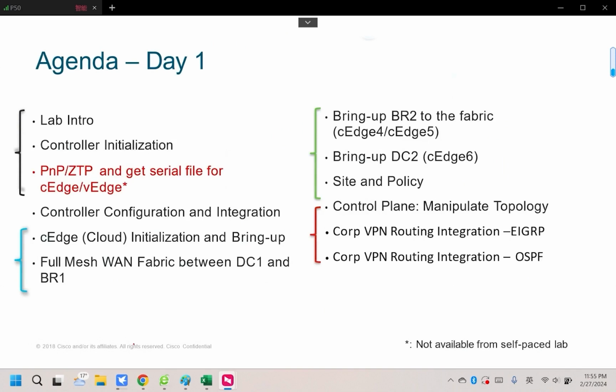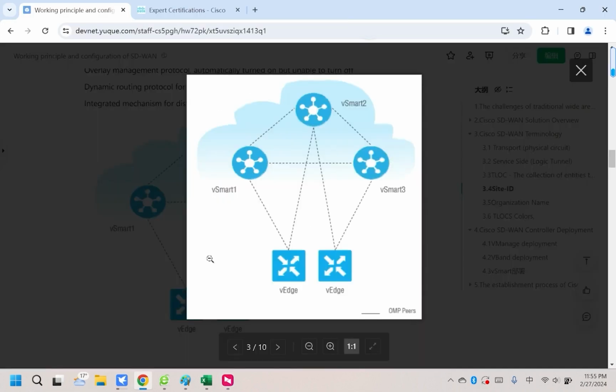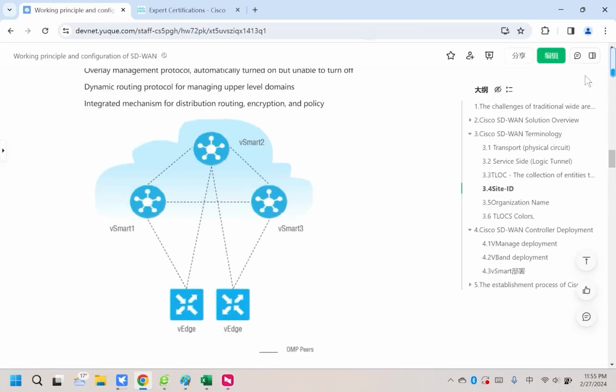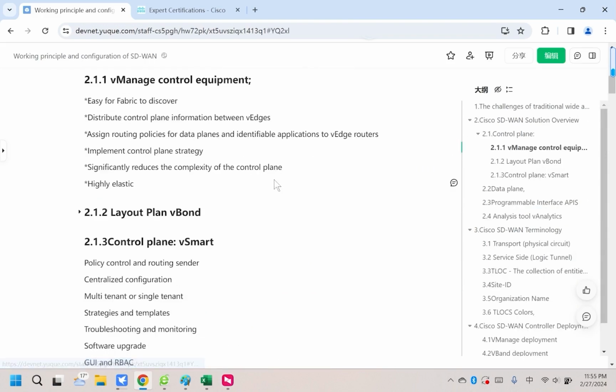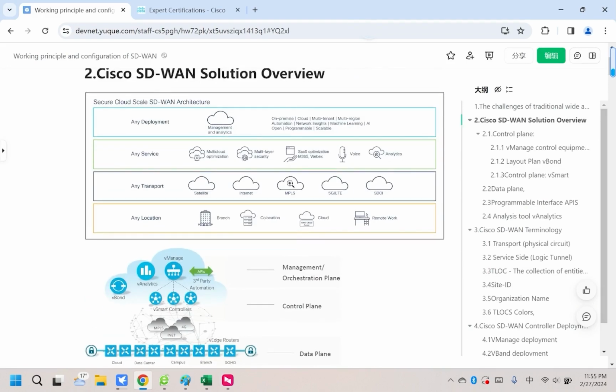Here, due to the limited content of the PPT, we also provide documentation and a summary for the controller initialization. This documentation and summary can also be provided to everyone, and can be easily read. We selected content related to controller initialization from Cisco's official website.